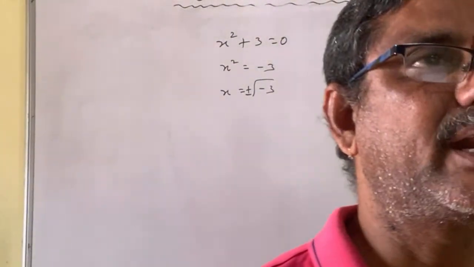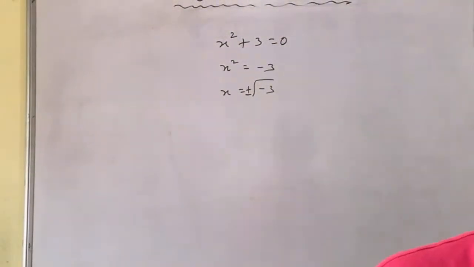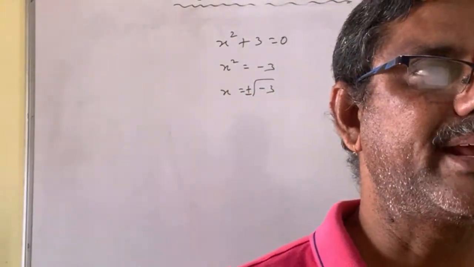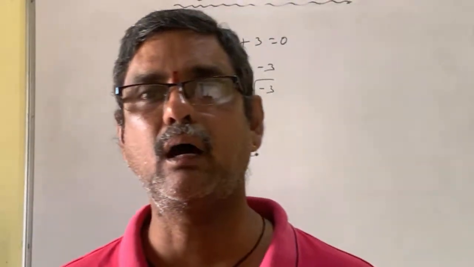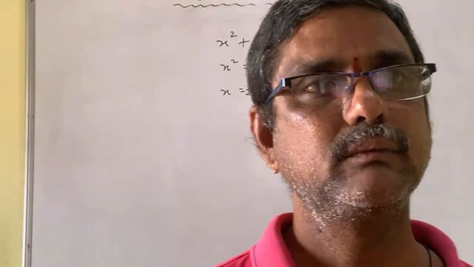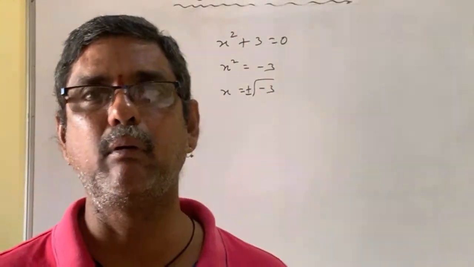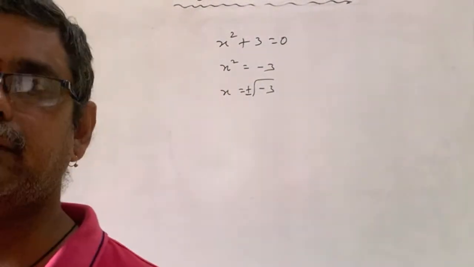So this number is called an imaginary number. Root over negative 3 is called an imaginary number or complex number. There is a topic in class 11th and intermediate about these numbers, complex numbers. There you can learn more. Okay?